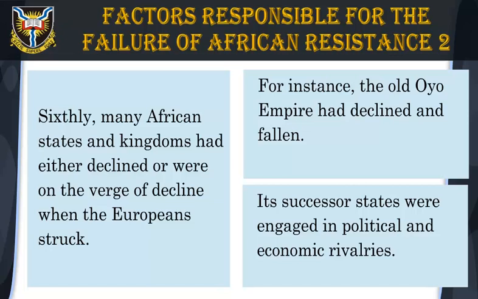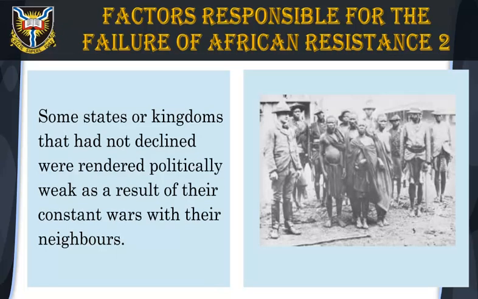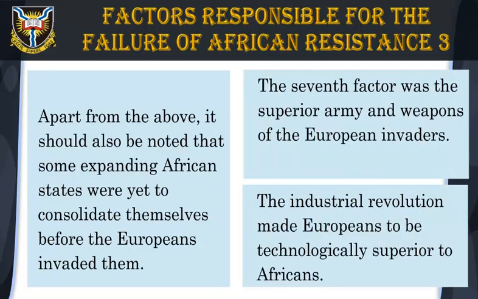Sixthly, many African states and kingdoms had either declined or were on the verge of decline when the Europeans struck. For instance, the old Oyo Empire had declined and fallen. Its successor states were engaged in political and economic rivalries. Some states or kingdoms that had not declined were rendered politically weak as a result of their constant wars with their neighbors. Factors responsible for the failure of African resistance.